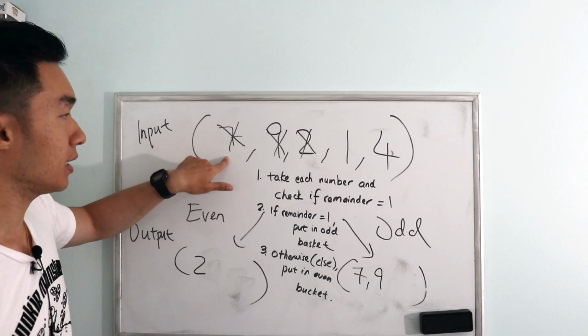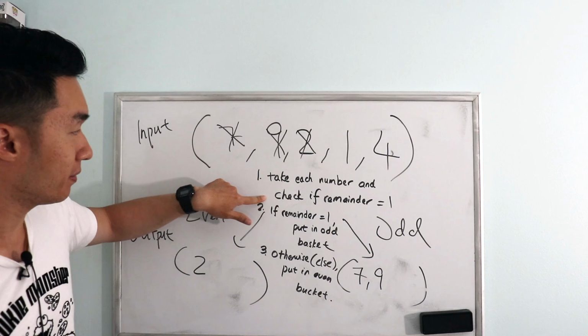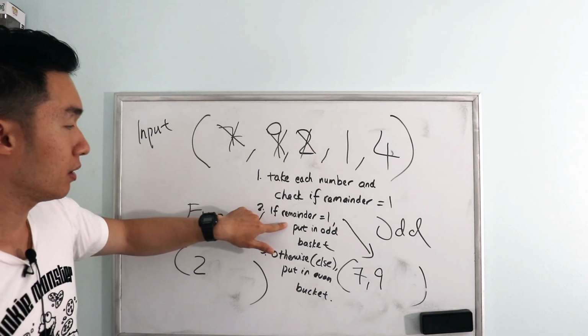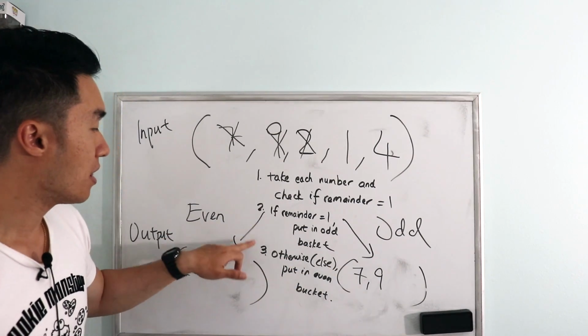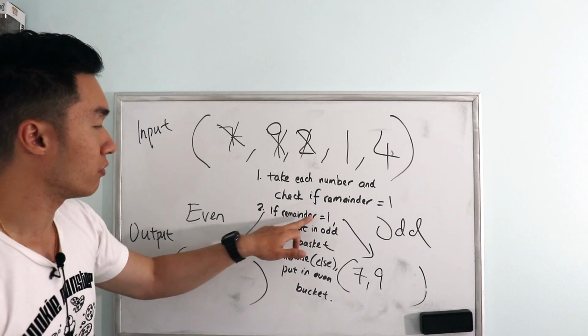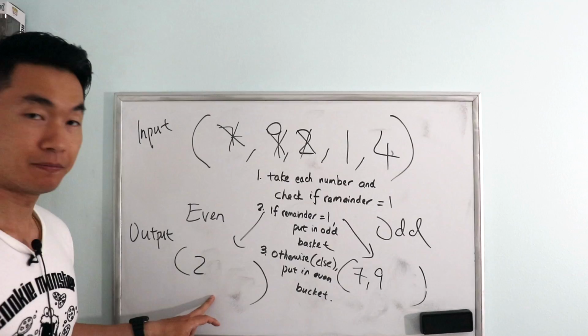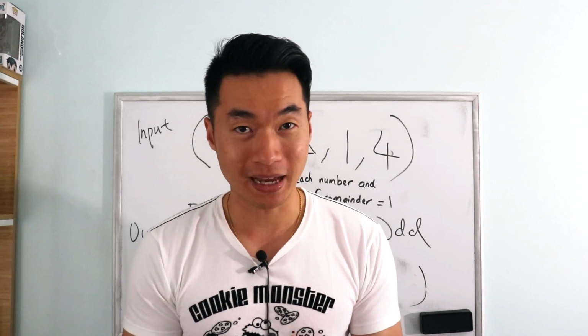1. You take each number in this set and you check if the remainder is 1. 2. If the remainder is 1, then put it into your odd basket. And 3, if it is not remainder equals to 1, then you put it in the even basket. And that at a high level is what programming is all about.